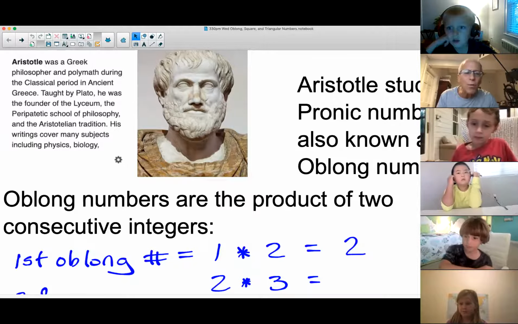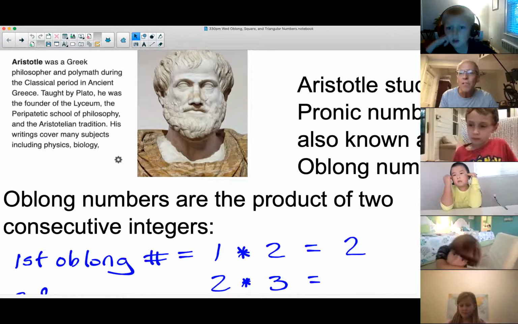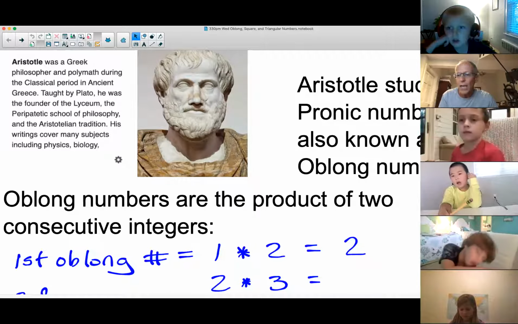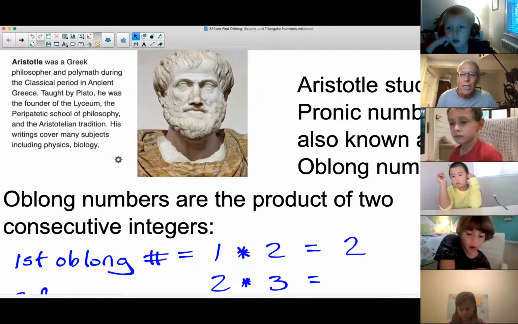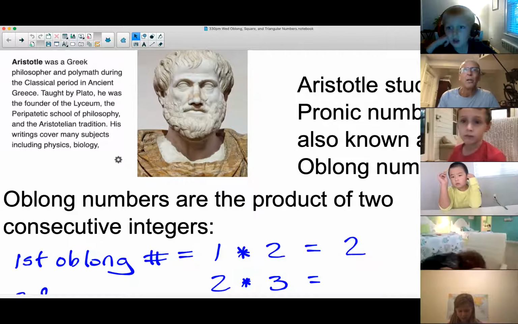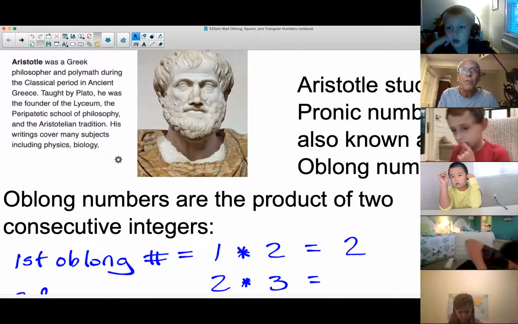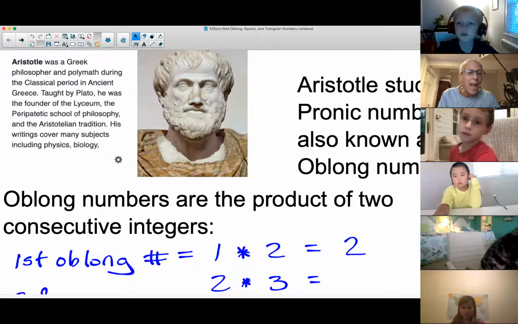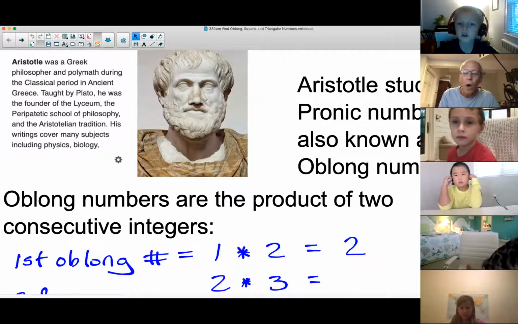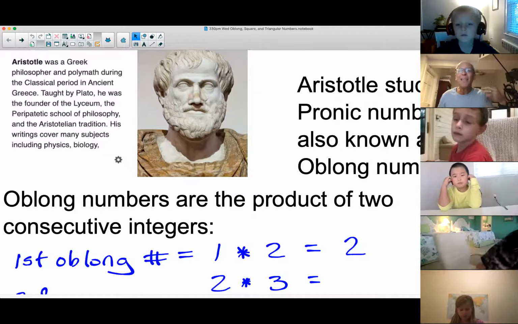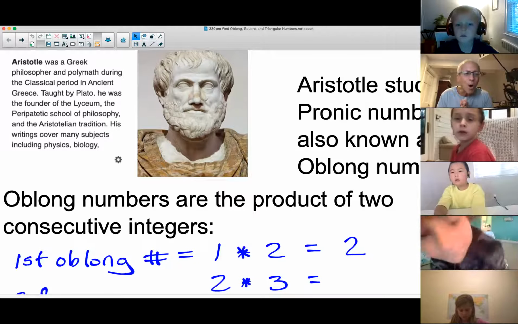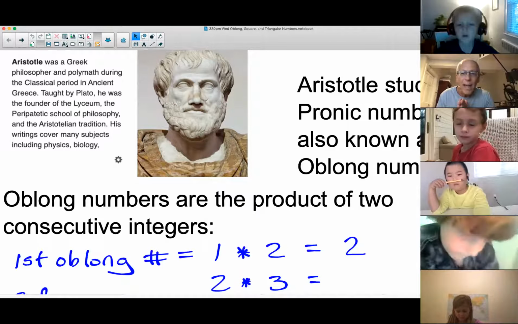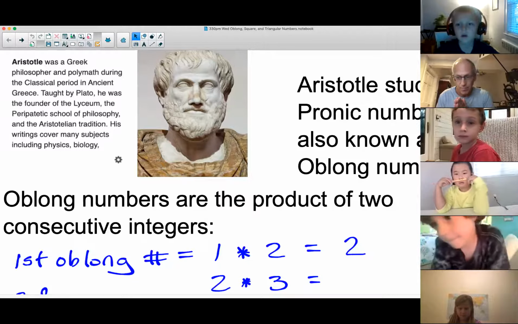So Alexander the Great was maybe one of the greatest military generals in the history of the world. And Aristotle was his teacher. Now, who is the teacher of Aristotle? Plato. I don't know if any of you remember that we have talked about Plato before. He was another great mathematician and philosopher. And Plato was taught by a teacher named Socrates.